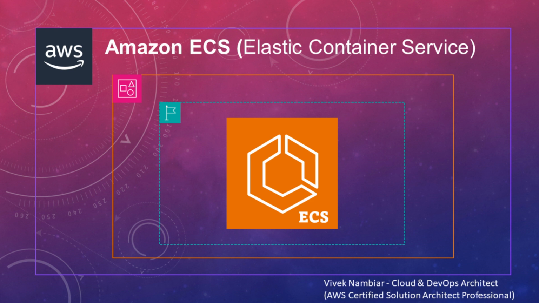Today, we are going to discuss Amazon ECS, Amazon Elastic Container Service. AWS ECS is a highly scalable and fully managed container orchestration service provided by Amazon Web Services, AWS. It allows you to easily run and manage Docker containers on a cluster of EC2 instances or AWS Fargate, a serverless compute engine for containers.